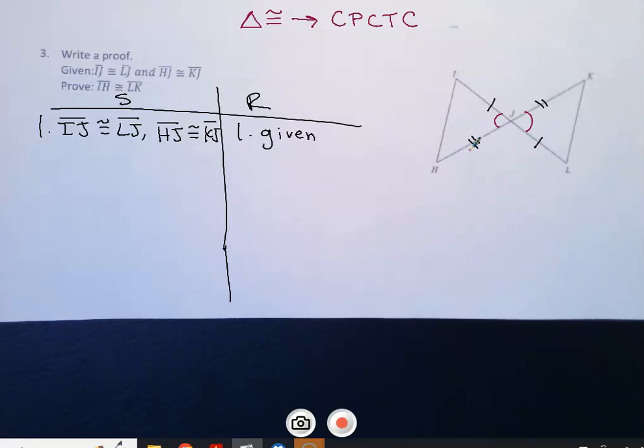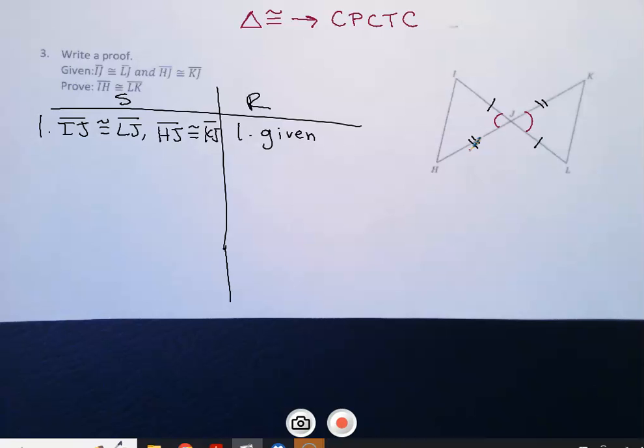Can we prove that those are congruent? Yes. Caden says yes. Don't tell us why. What is their relationship to each other? What kind of angles are those?